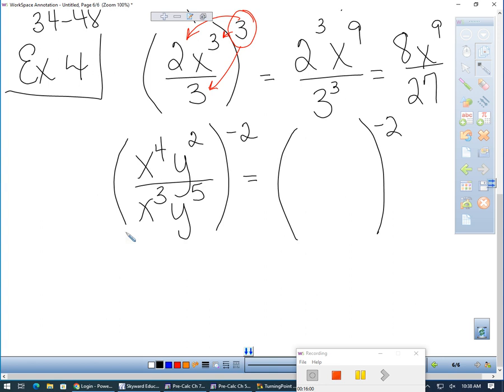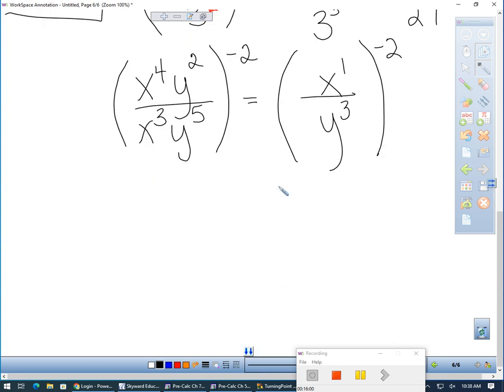First of all, where do I have more x's? On the top. So I'm going to put my x there. How many more do I have? Just one. Very good. Okay, where do I have more y's? On the bottom. How many more do I have? 3. So this is a lot easier to work with than what this first one looked like, right? Okay. So now, which way do you guys want to do it? Do you want to flip it first and make our 2 positive, or just distribute the -2 to everything and flip it afterward?